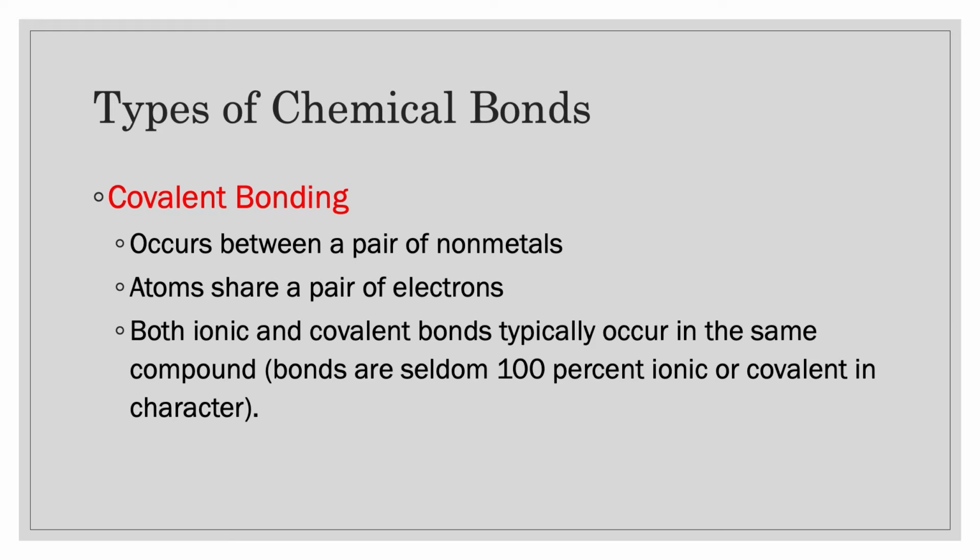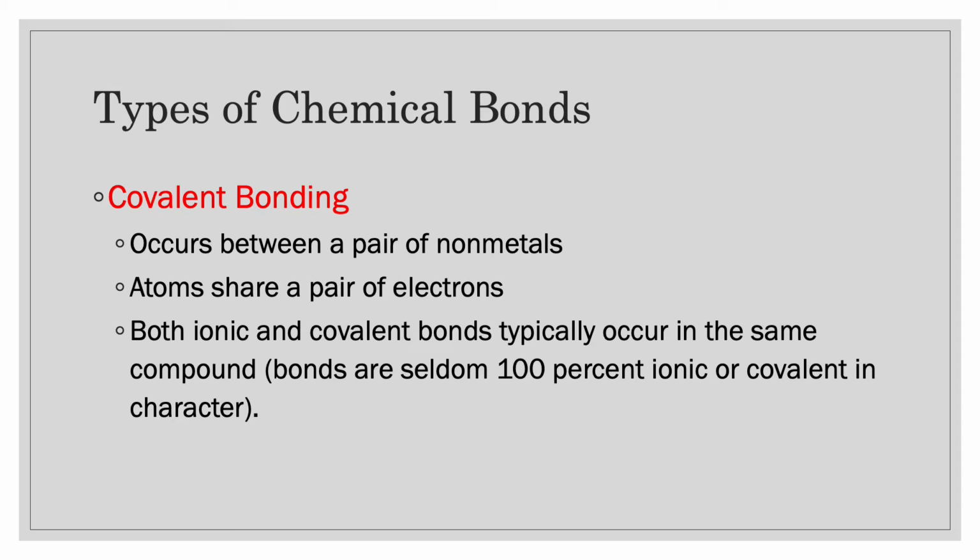Another type of chemical bond between atoms of elements is called covalent bonding. And in this case, the bonding happens between a pair of nonmetals rather than a metal and a nonmetal as in ionic bonding. And when a bond happens between a pair of nonmetals, a covalent bond happens, the atoms actually share their electrons with one another to fill that outer valence shell of electrons. And this is different from an ionic bond, because in an ionic bond, one atom of an element gives its electrons to another atom of an element that wants those electrons.